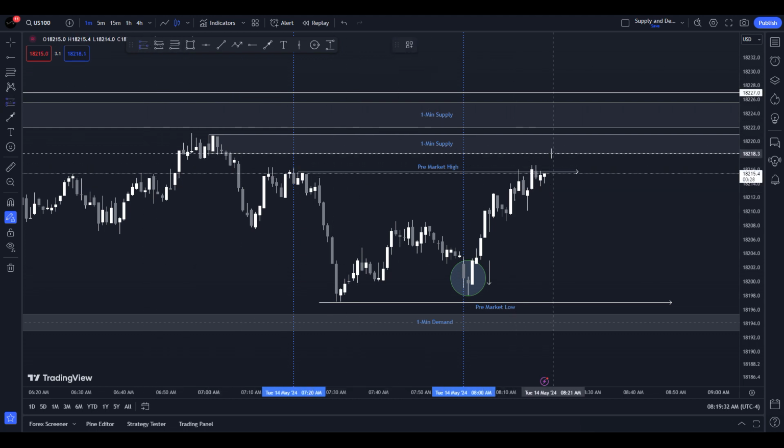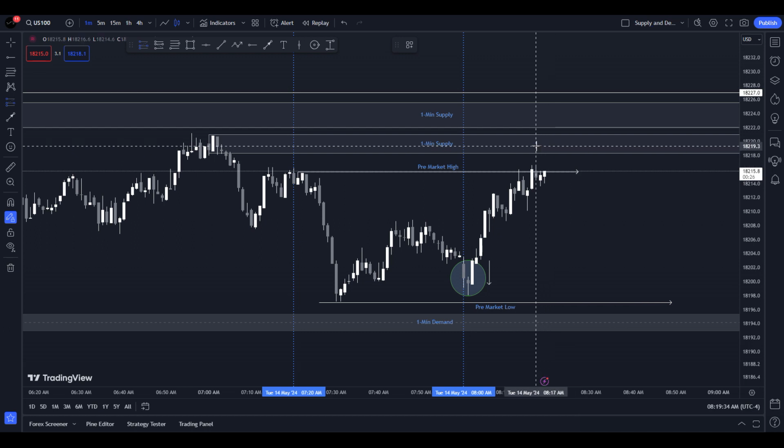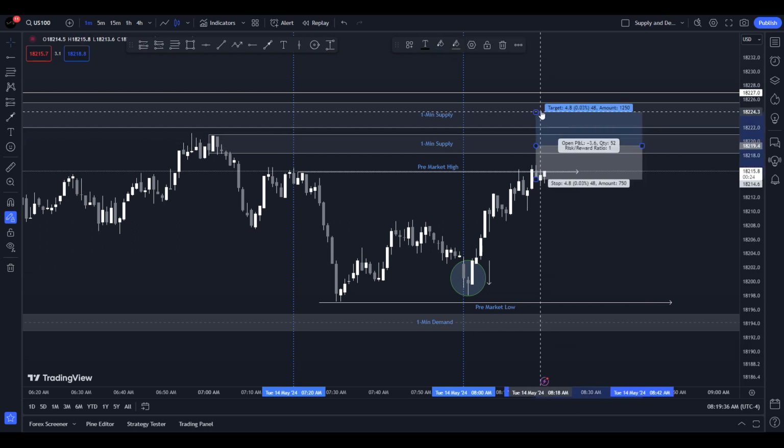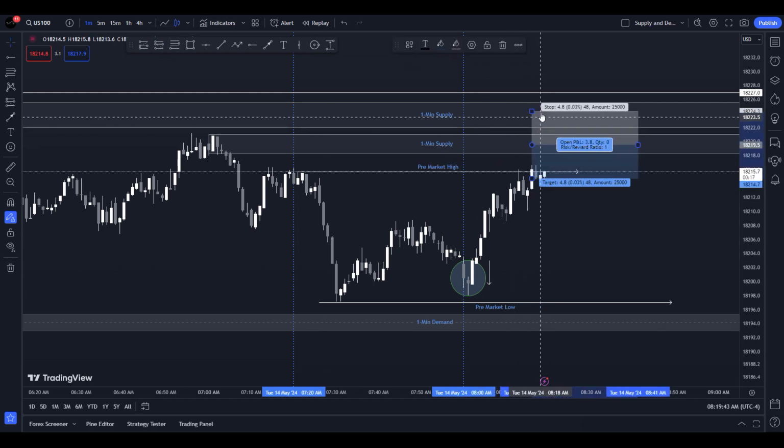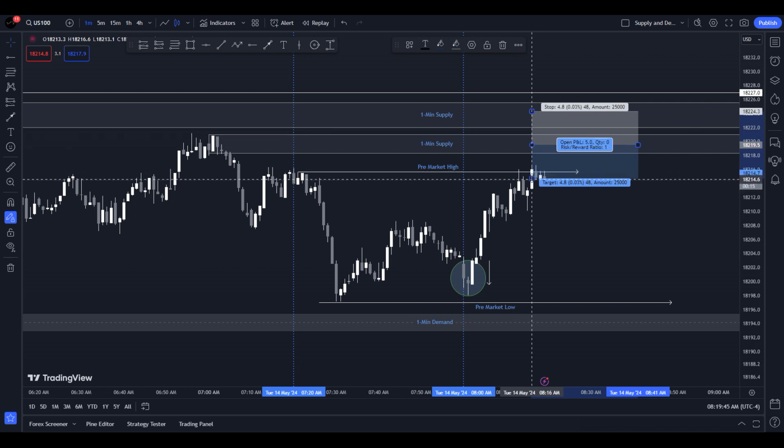So we're just waiting for it to tap into that area. Like I said, I'm going to cut out a lot of the video because it was just me talking so much, talking through the video, leading up to the data release.